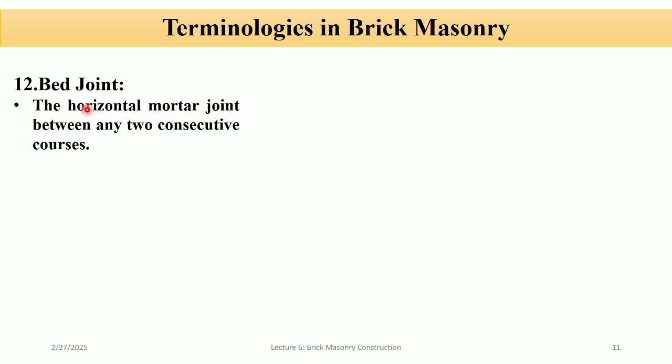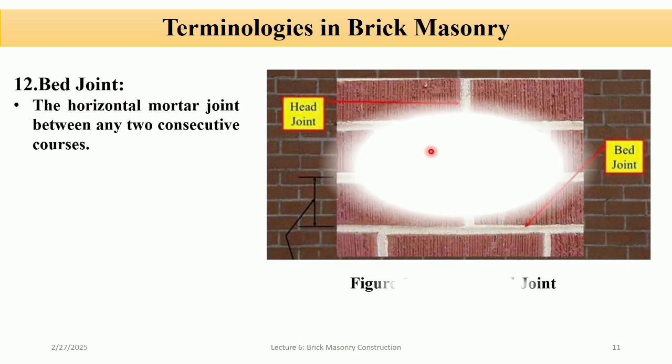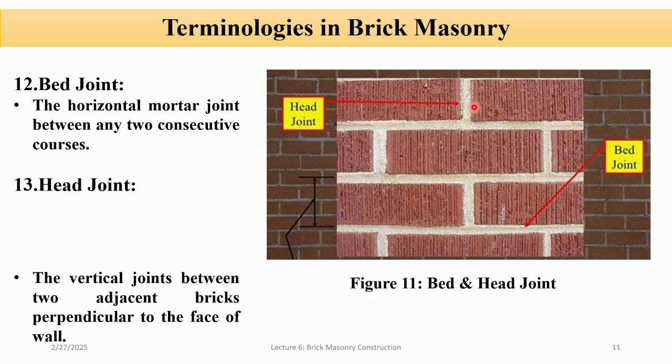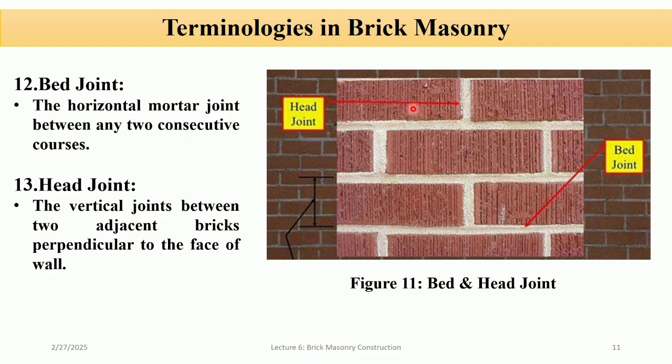Bed joint. These are the horizontal mortar joints which we provide between two consecutive courses. So these are the bed joints, and the vertical mortar joints which we provide between two bricks are known as head joints, which are perpendicular to the face of the wall.